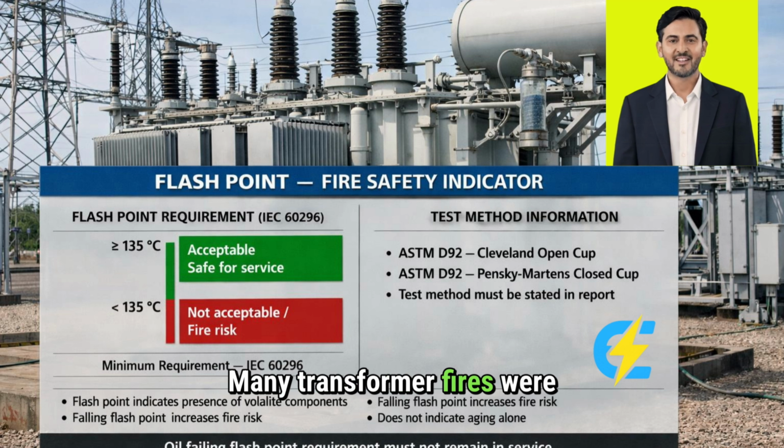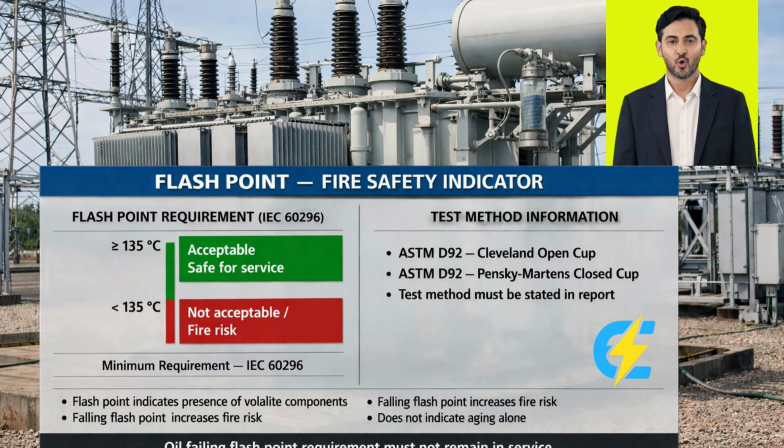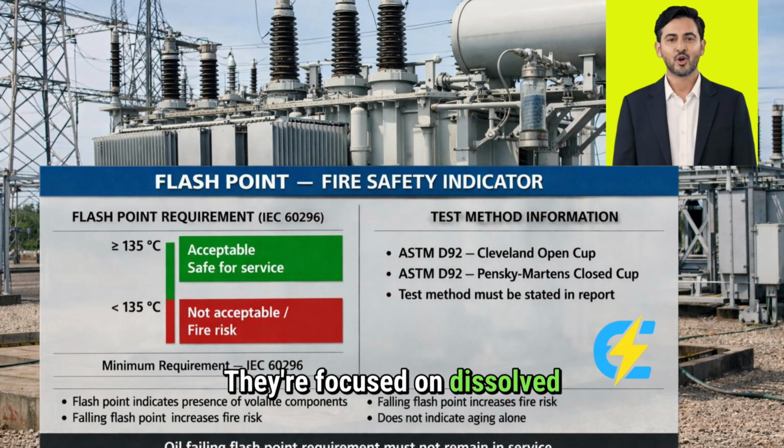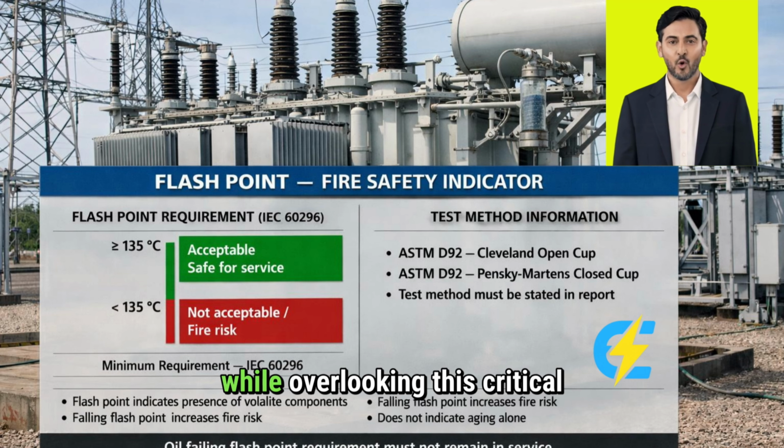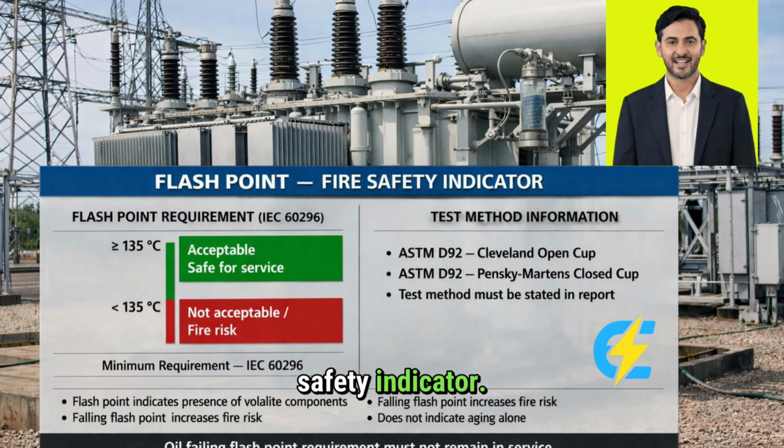The history of transformer failures tells us everything we need to know. Many transformer fires were preceded by low Flashpoint readings and ignored safety warnings. Engineers saw the numbers, noted them in reports, but didn't act decisively. They were focused on dissolved gas analysis, power factor, and other performance metrics while overlooking this critical safety indicator.